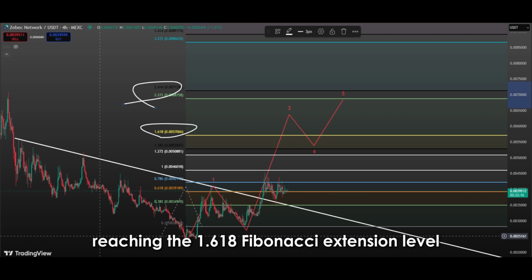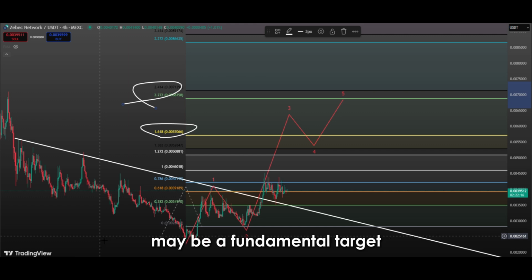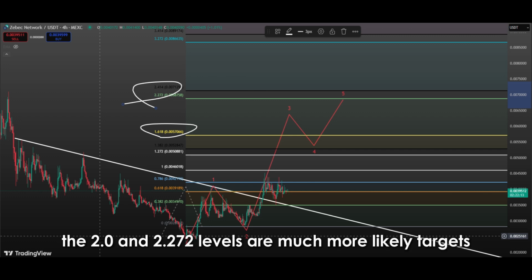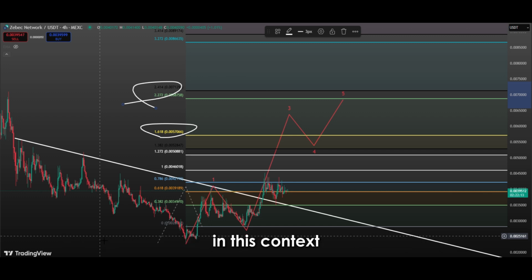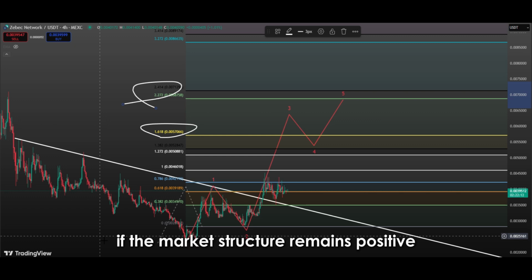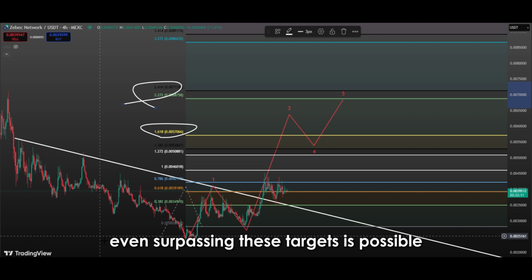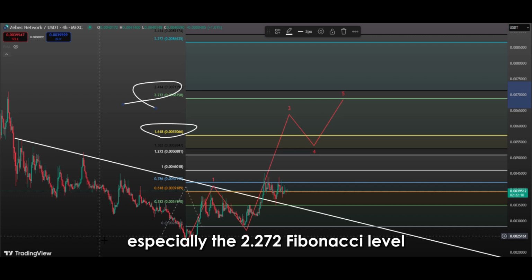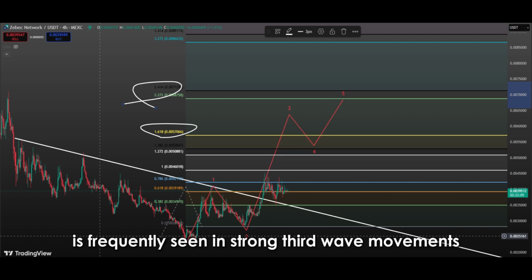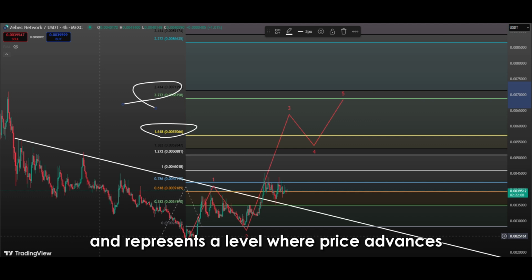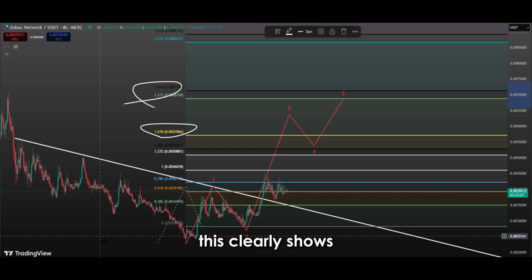Reaching the 1.618 Fibonacci extension level may be a fundamental target for many investors. However, as frequently observed in past examples, this level is often exceeded. The 2.0 and 2.272 levels are much more likely targets in this context. If the market structure remains positive, volume continues to support, and general investor interest persists, even surpassing these targets is possible. Especially the 2.272 Fibonacci level is frequently seen in strong third-wave movements and represents a level where price advances without entering short-term consolidation. This clearly shows the potential of the current price behavior within the larger picture.